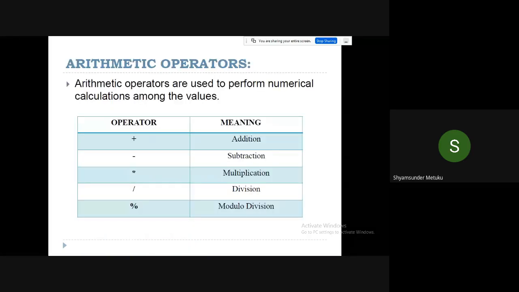First, let me take the arithmetic operators. As I said, the first four are more familiar to all of us: addition, subtraction, multiplication, and division. But the last operator is called percentile. The symbol is percentile. It is also called modulo division or modulus operator. Whenever you perform a division of two numbers, the quotient will be given by the division operator. Remainder you wanted to extract, then you are going to use a modulus operator.